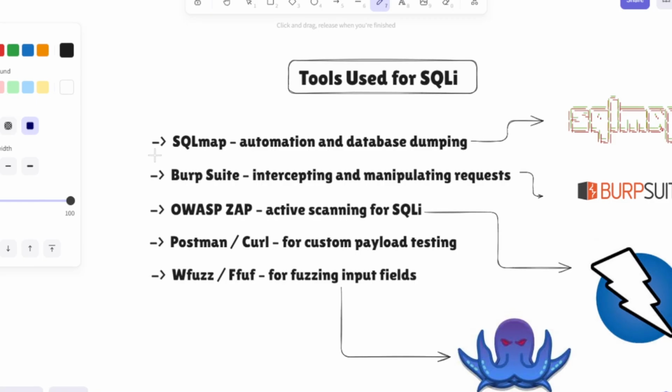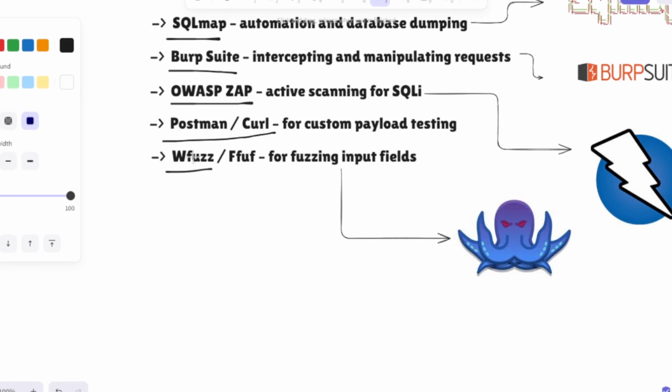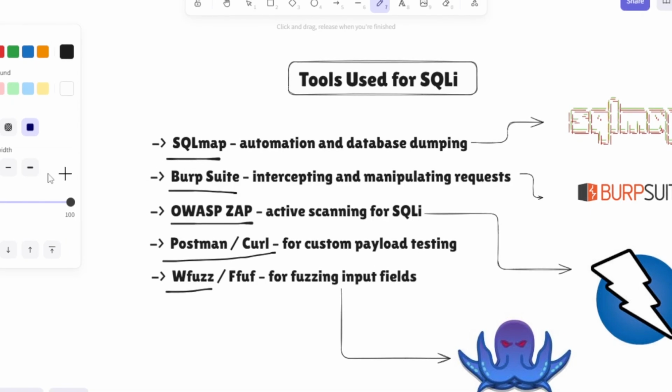Ethical hackers use various tools to detect and exploit SQLi. Tools include SQLMap, automation and database dumping, Burp Suite, intercepting and manipulating requests, OWASP ZAP, active scanning for SQLi, Postman or curl for custom payload testing, Wfuzz or FFUF for fuzzing input fields. These tools are easy to learn and used in bug bounty, pen testing, and even red teaming.